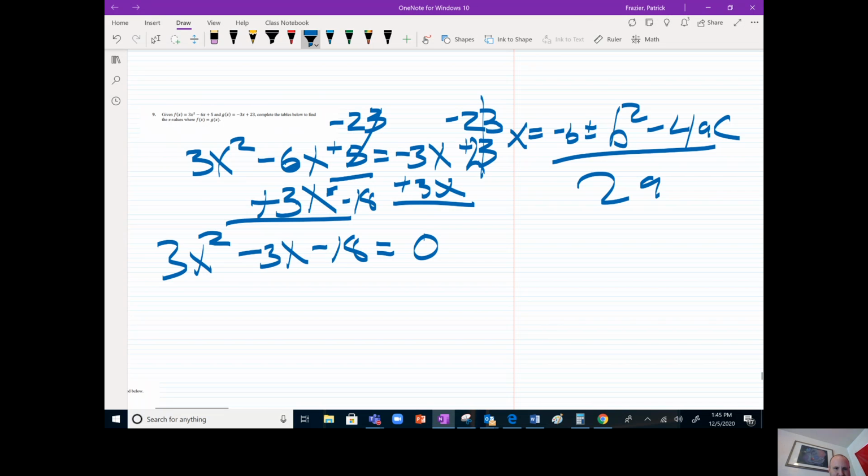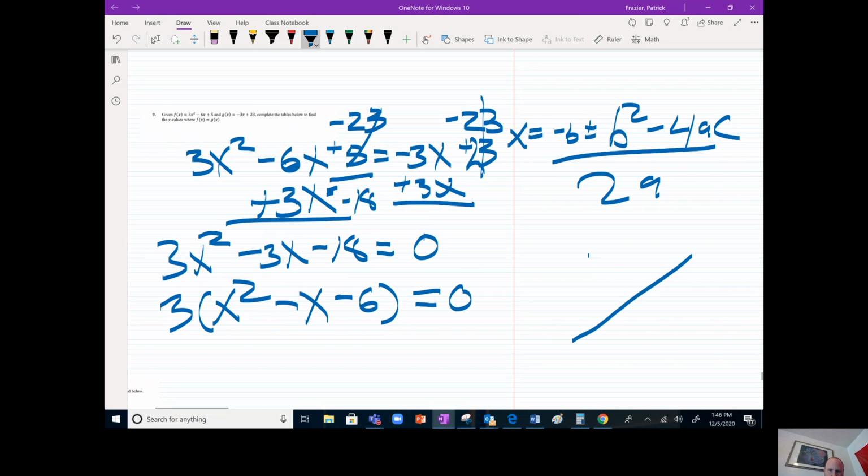But wait, we're forgetting a step. What's the biggest number or biggest term that goes into each of these? Well, negative 18 doesn't have an x, but if we factor 18, that's 18 times 1, 6 times 3, and negative 3 is just negative 1 times 3, and 3 is 3 times 1. So we could factor out the 3. 3 times x squared. X squared has a coefficient of 1. 3 times negative x, so negative 1 is the coefficient, and then 3 times the constant of negative 6 equals negative 18, and this whole thing equals 0.